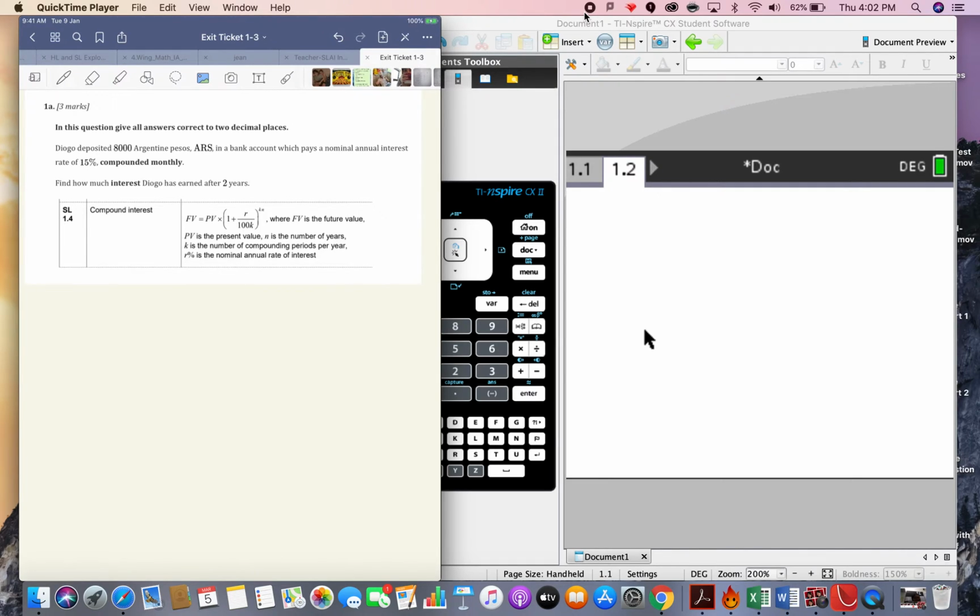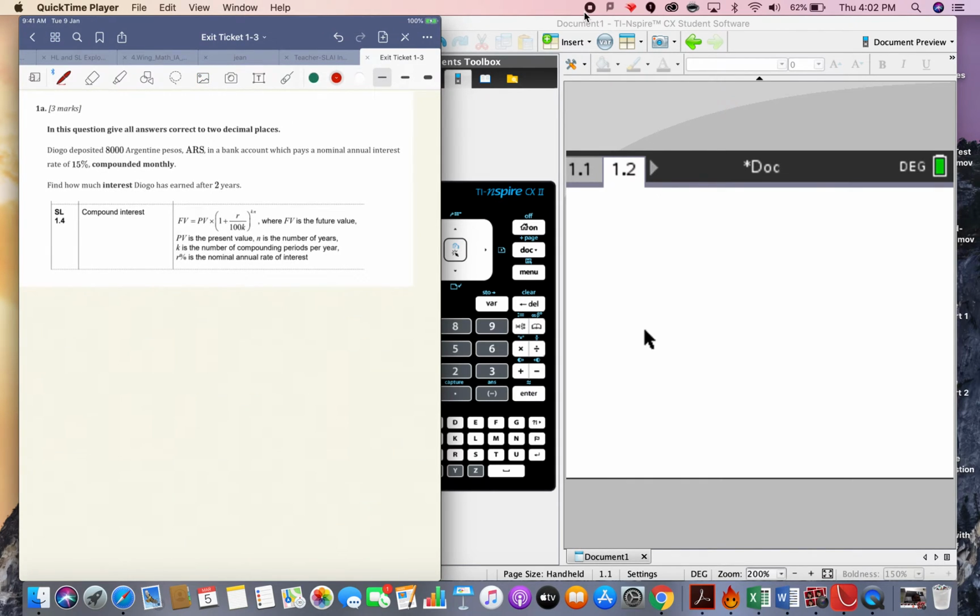And so here's our formula here. I'm just going to write it straight down. We've got FV equals PV times (1 plus R over 100k) to the kn. So we're going to be careful that we know what all these variables represent, okay?